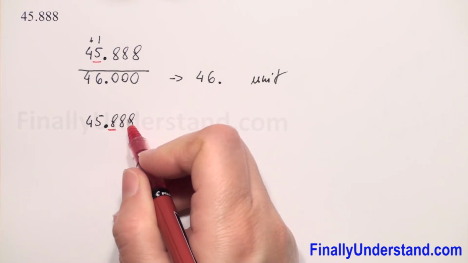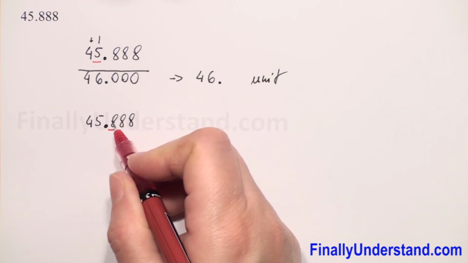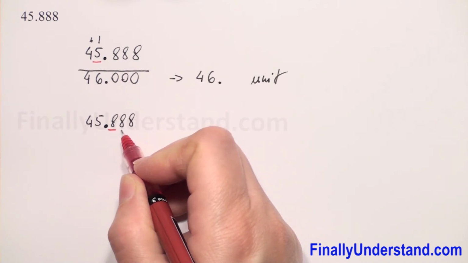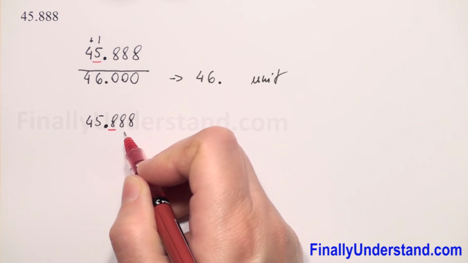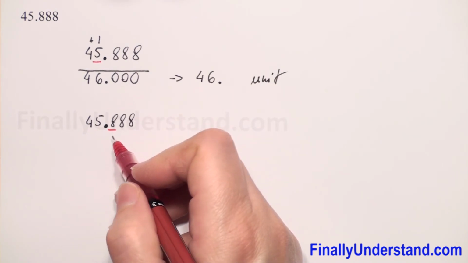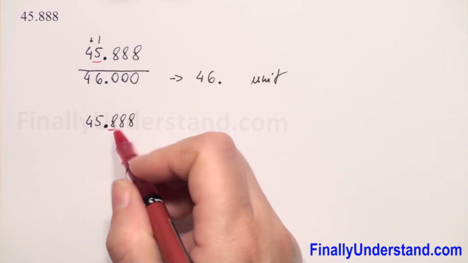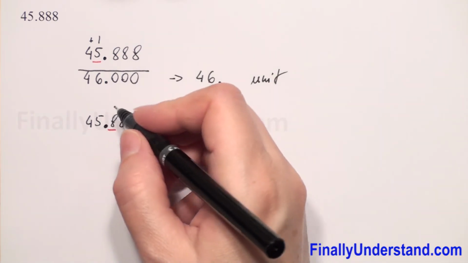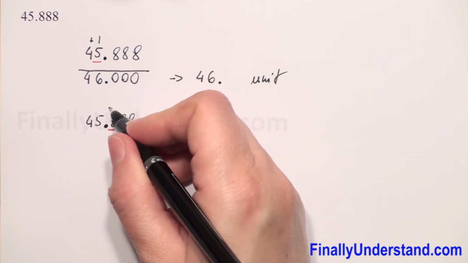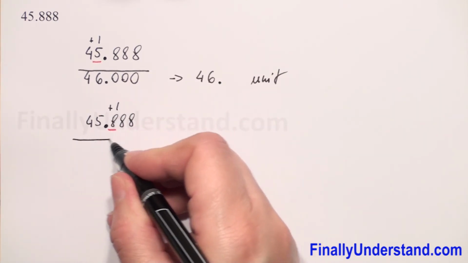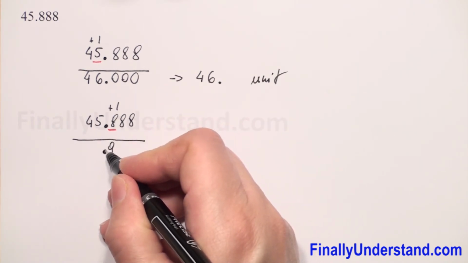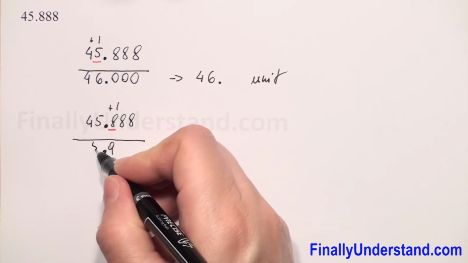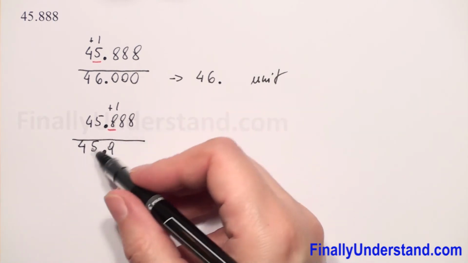Next we have to check what we have after this underlined digit, which is 8. Again, when we have 5 or more after the underlined digit, we need to increase our underlined digit by 1. So again, we add 1 to the underlined digit. 8 plus 1 gives me 9. We copy the decimal point, and 5 and 4 we rewrite.